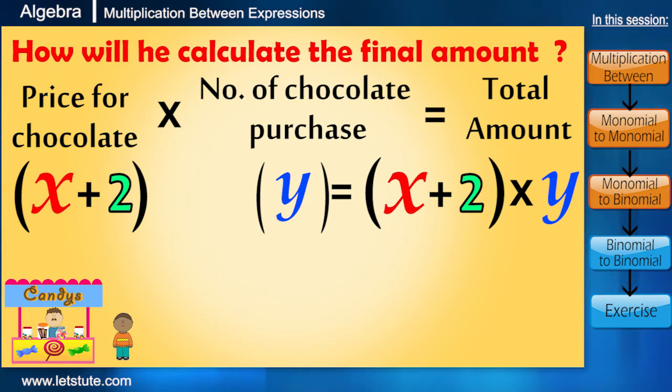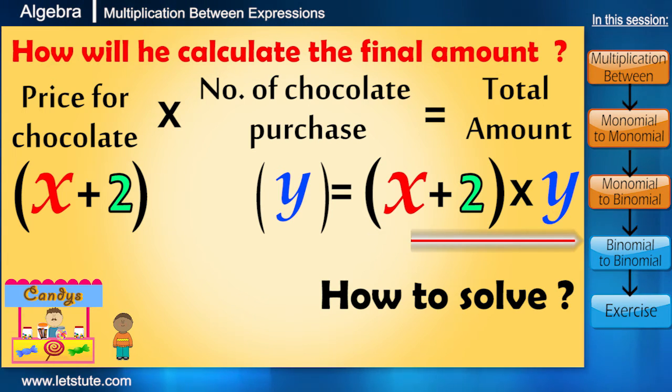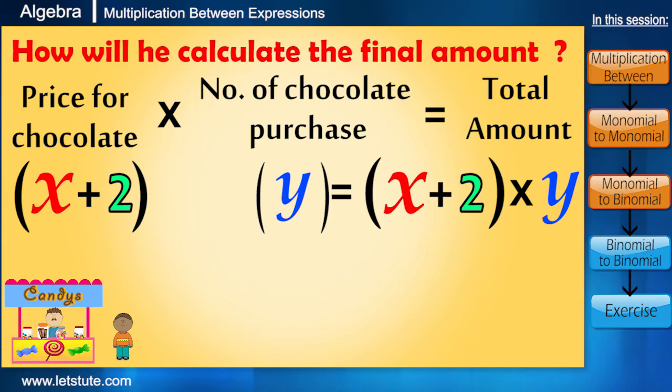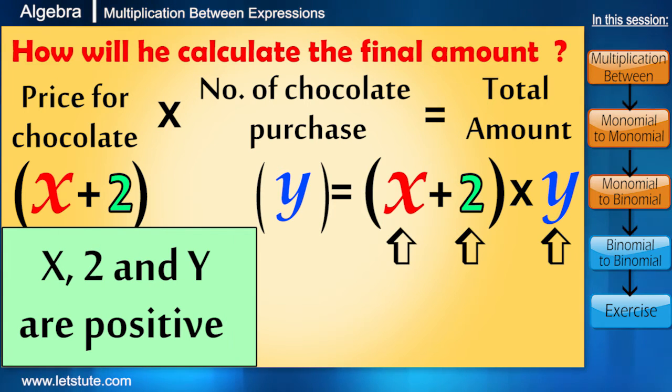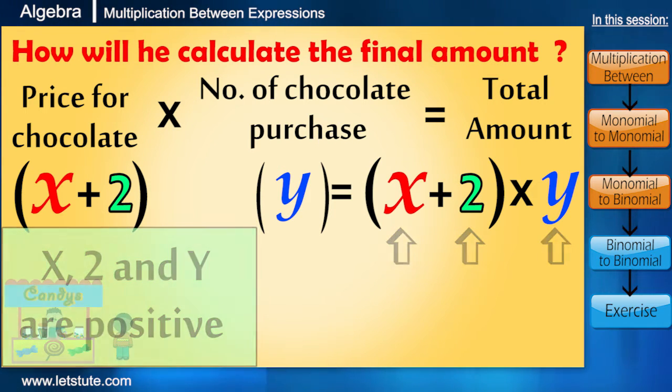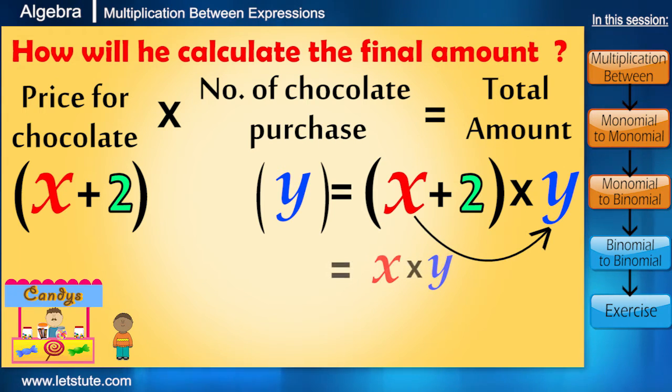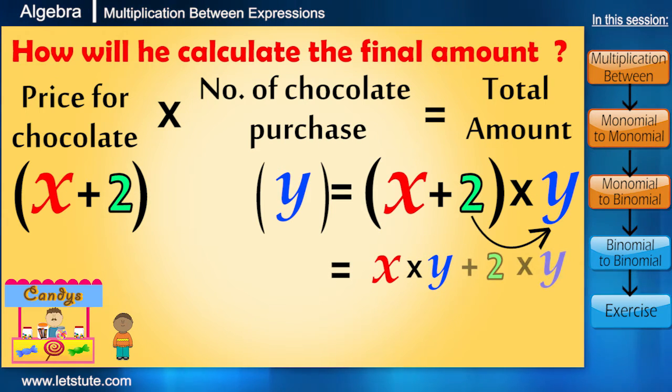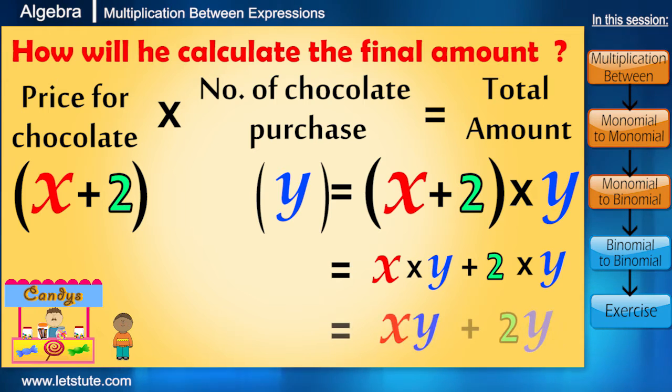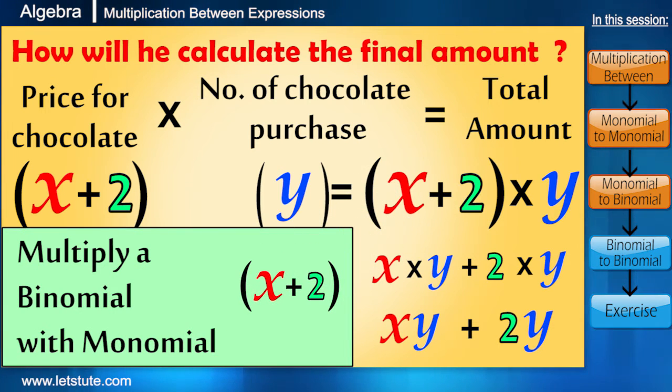Okay, but our job is not yet done here. We have to think about ways of simplifying or solving such an expression. Note that here x, 2 and y are all positive. First we multiply x with y and then again 2 with y while taking their respective signs into consideration. Therefore, this can again be written as xy plus 2y. So if you have noticed, we have just learned to multiply a binomial with a monomial.